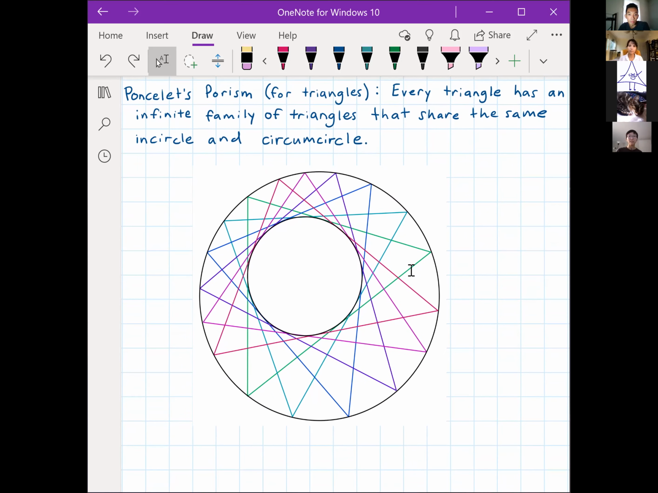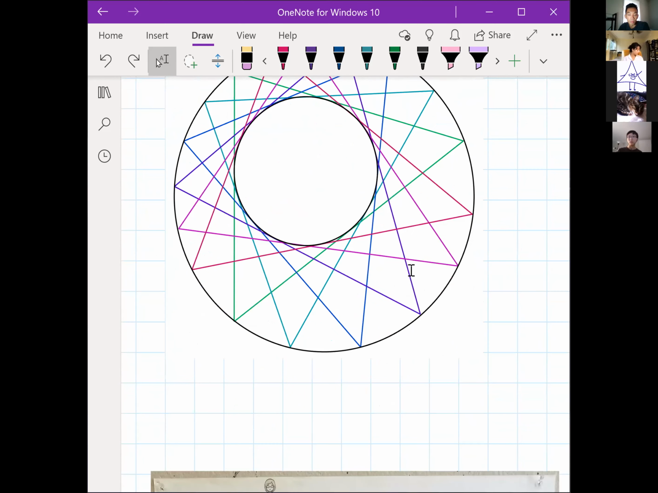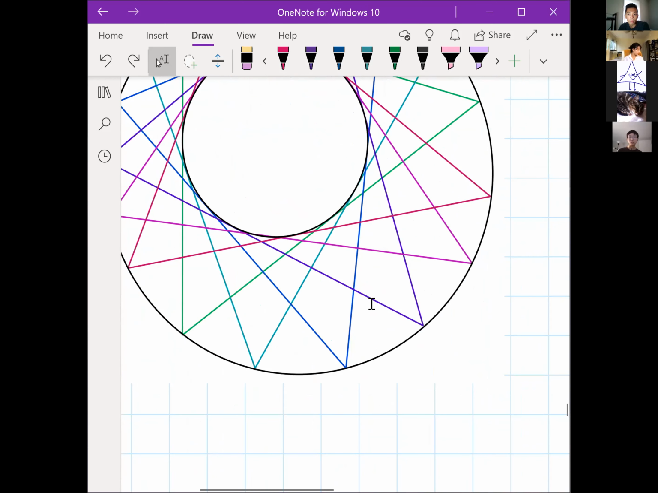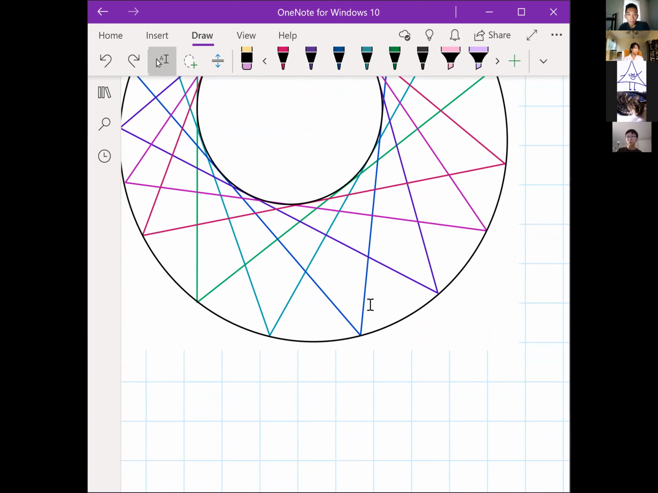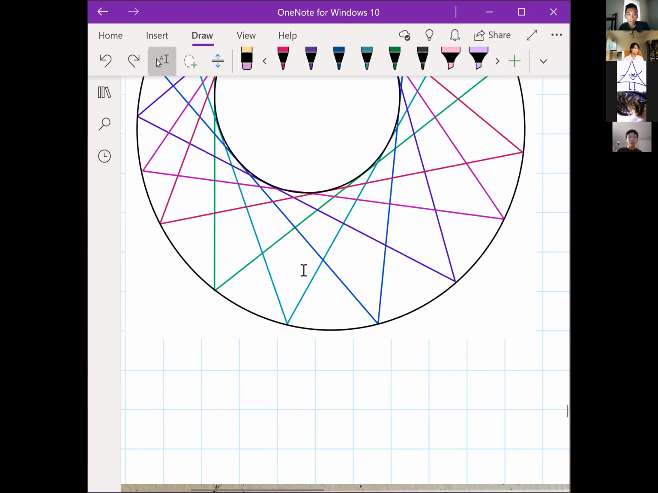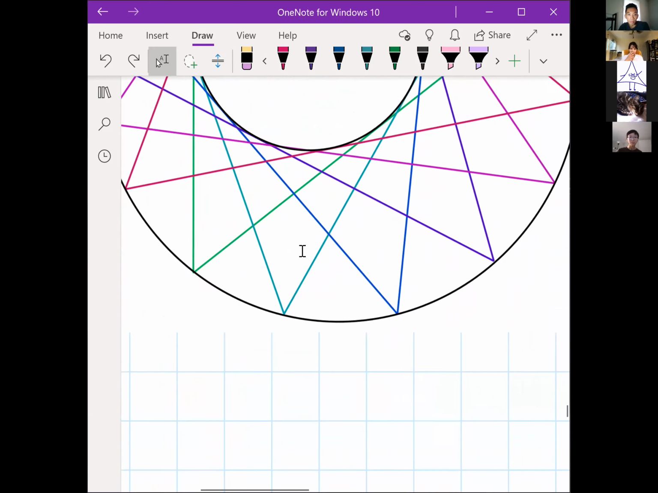So even months later, I was still thinking about Poncelet's Porism, and I wanted to make a drawing that explained how I felt about it. So I'm gonna show you the drawing. It's kind of like a long drawing, so I'll just kind of scroll through it slowly, and then we can talk a little bit more afterwards. Okay.